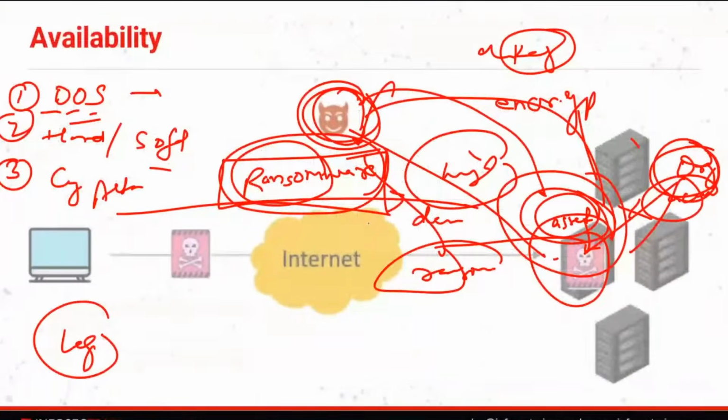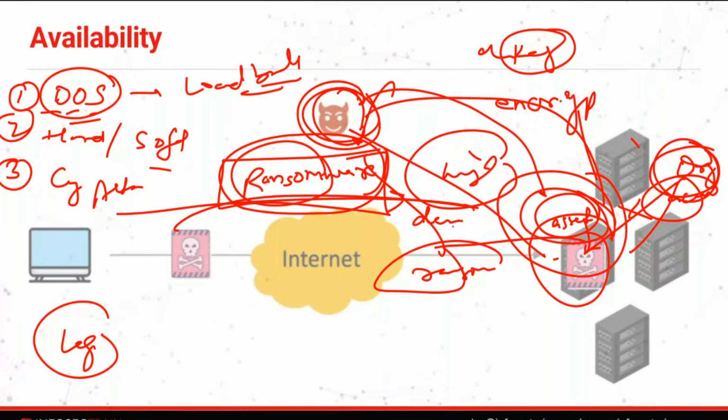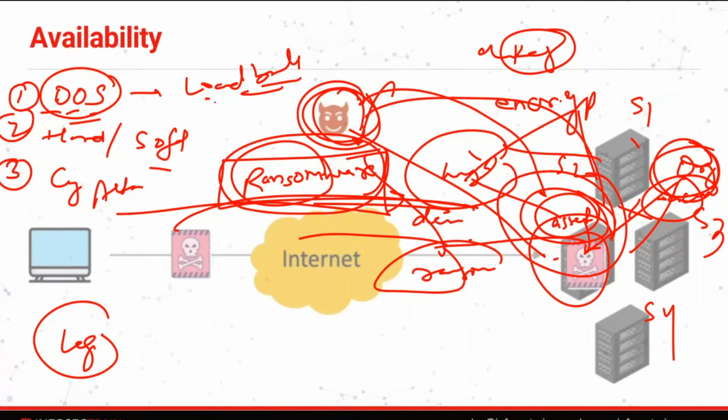So now let us see some defensive measures. One measure we can have against a DOS attack, denial of service attack, is load balancers. Here the traffic that is coming, overwhelming traffic, we are going to distribute across multiple servers. So let us say this is server 1, server 2, server 3, and server 4. The load is going to be distributed across multiple servers using different load balancing techniques. That is a load balancer to mitigate this DOS attack.